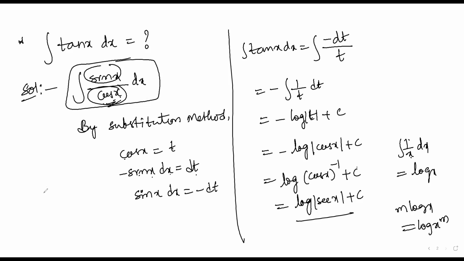So you have to do it 2 to 3 times. If you do this solution 2-3 times, what will happen? You can remember this is the formula: log mod secant x. Is that okay? Yes, sir.